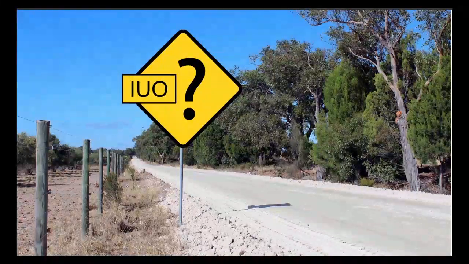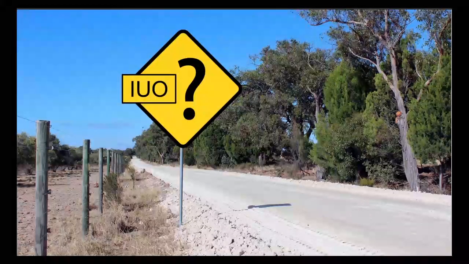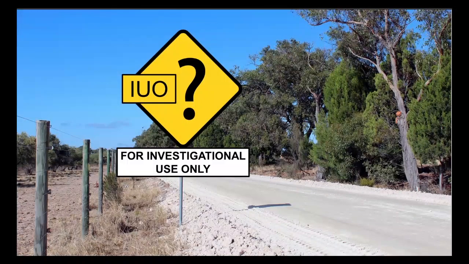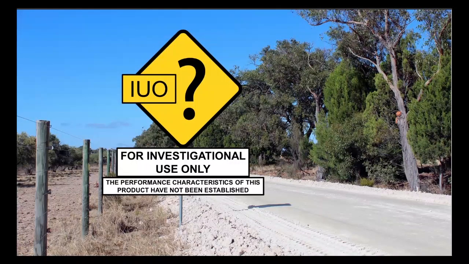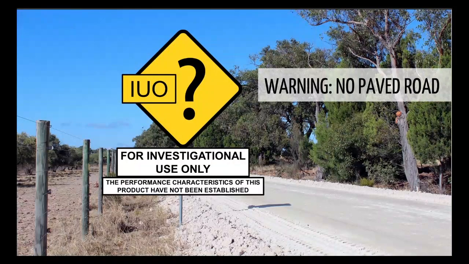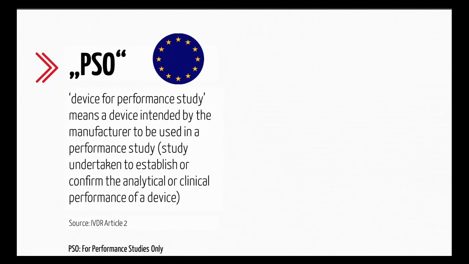And there is also another kind of product category, let's say, which is called IUO. What is IUO? It is for investigational use only. They should have a disclaimer that the performance characteristics of these products have not been established. And that is very similar to a warning that the road is not paved yet. And for this category of devices, there is also a definition in place in the EU and a similar one in the US. Let's come to that later.